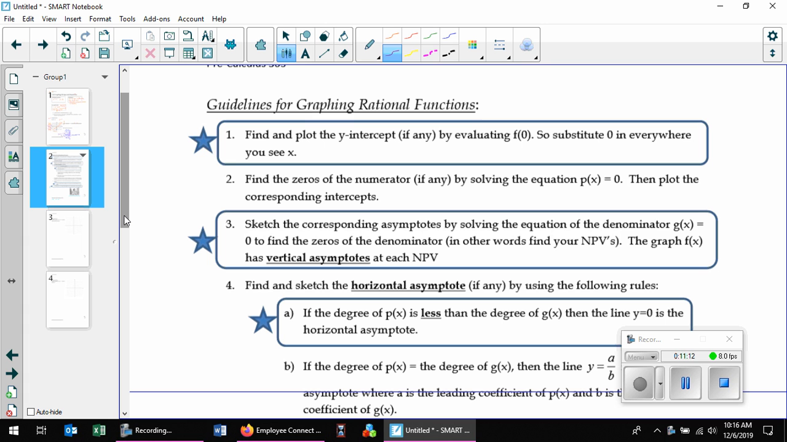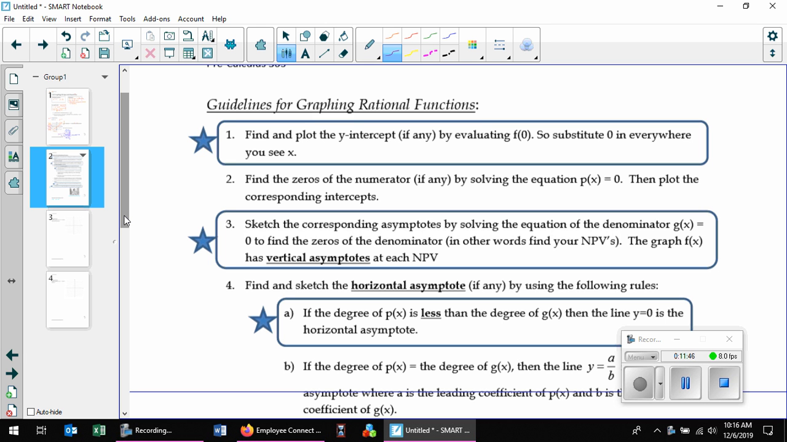Nice. Okay, so guidelines for graphing rational functions. These are the exact same notes I give my grade 12. What I just did was I highlighted the things that we're going to do because we have no variables in the numerator. We're only going to have a 1. Ours is always going to be a 1 in grade 11. So find and plot the y-intercept, if any, by evaluating where x is 0. And sometimes there won't be.